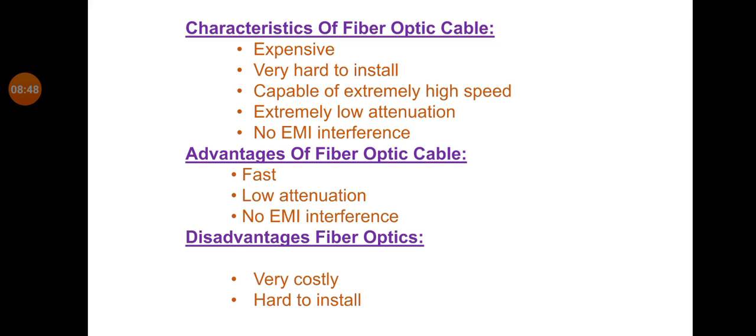Then the disadvantages of fiber optics or optical fiber. The first one is very costly, means its cost is high, it is expensive. The second disadvantage is hard to install. Hard to install means connection or use of optical fiber is more difficult. So that is the disadvantage. Among the 5 characteristics of optical fiber, 3 are advantages and 2 are disadvantages. So easily you can remember.